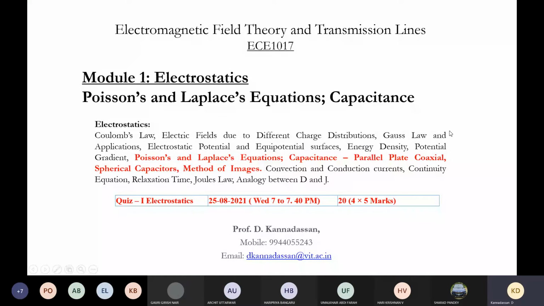So we have completed some very important topics like Coulomb's law and Gauss's law, as well as the potential gradient. All these things discuss either continuous distributions or point distributions of charges. We calculate the electric field or potential at a particular point, and we calculate these for various applications.